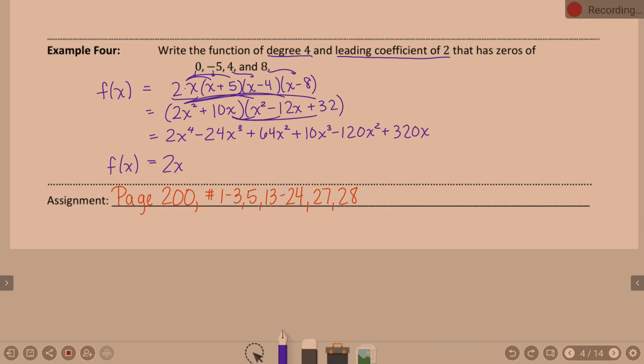I see 2x to the fourth. Minus 24x cubed plus 10x cubed is going to be minus 14x cubed. And 64x squared minus 120x squared is minus 56x squared. Yes, we got the same answer. And then plus 320x. I just did it one by one, one parenthesis by one parenthesis, basically.